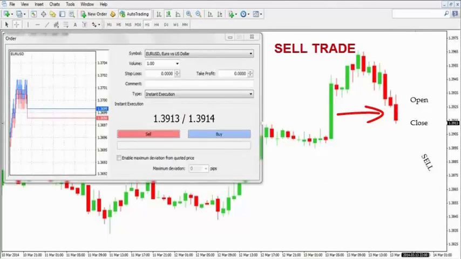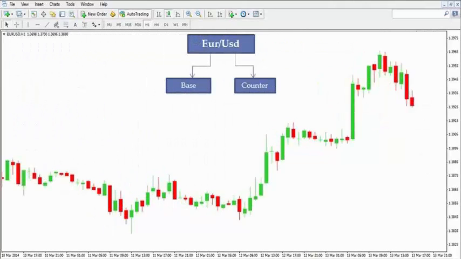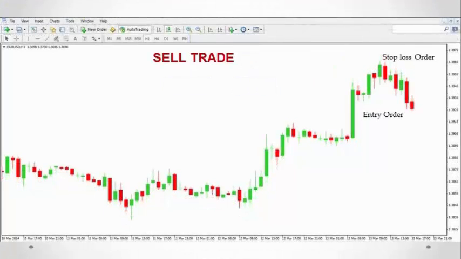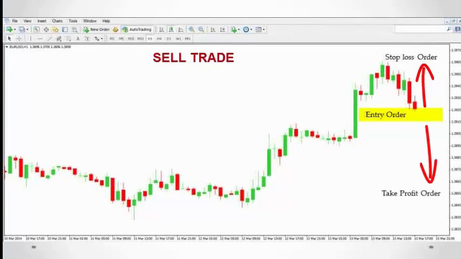Red candles always open at the top and close at the bottom. When selling a currency pair, the second currency in the pair, which is the counter currency, is getting stronger. On this chart, the current trend is bearish, which indicates that the US dollar, our counter currency, is now getting stronger. It's important to know that when you enter a sell trade, your stop loss order will go above the entry order, and your take profit order will go below the entry order.